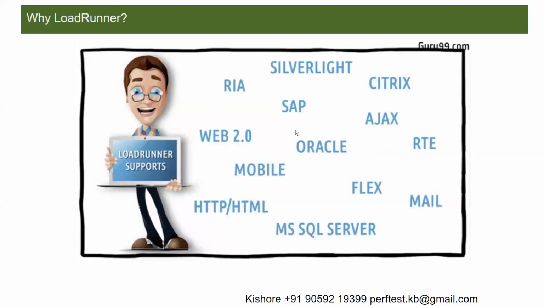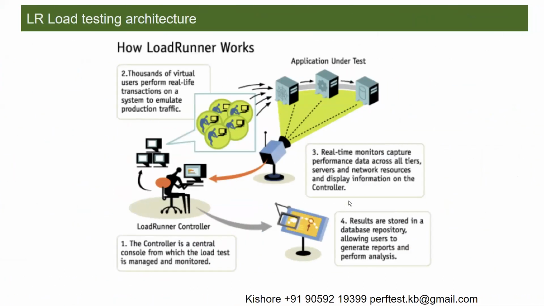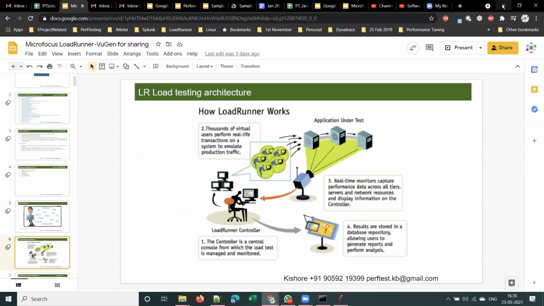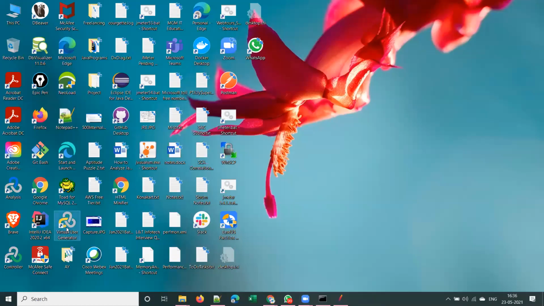So this slide speaks about the important protocols that LoadRunner supports. And this is how LoadRunner works, guys. This is the architecture of LoadRunner. When you install LoadRunner, you get three components installed on your machine. The first one is the Virtual User Generator, the second one is the Controller, and the third one is the Analysis component.